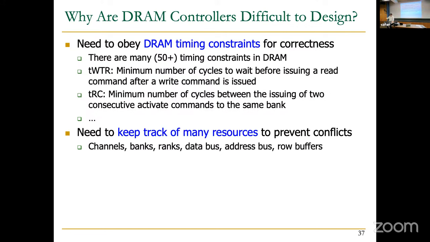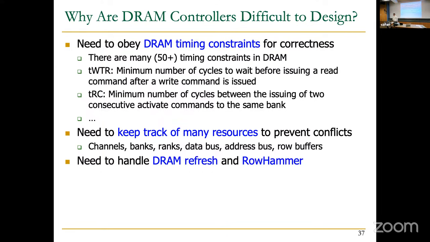And the memory controller needs to keep track of many resources. One very simple piece of metadata is which row is open in which bank, right? So that you can understand if a next request is a row hit or a row miss or a row conflict. It needs to manage channels, banks, right? Metadata about banks, ranks, data bus, address bus, and row buffers.